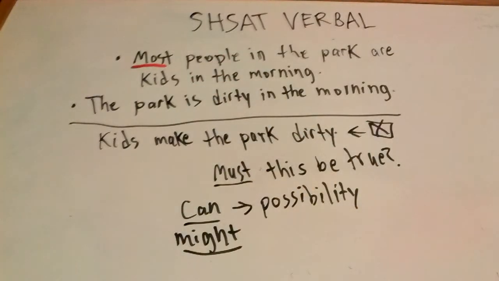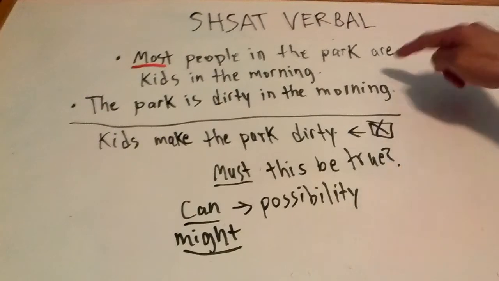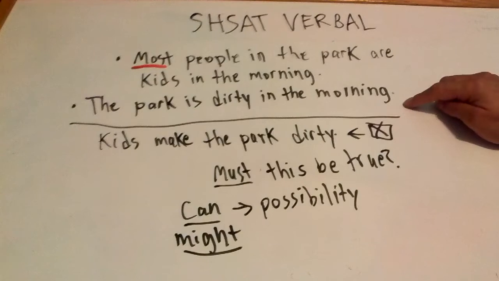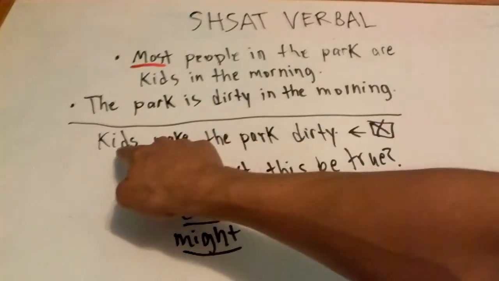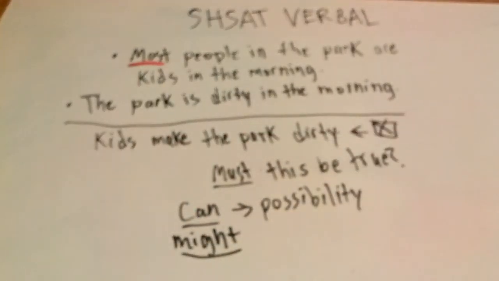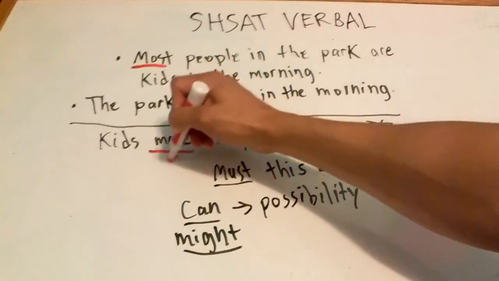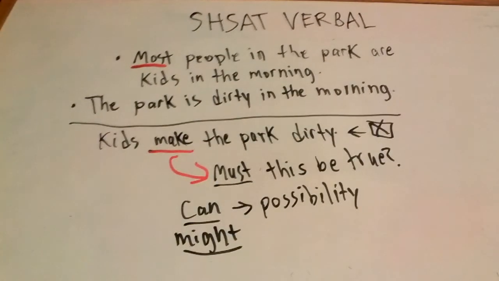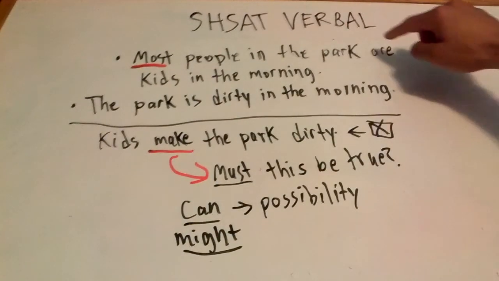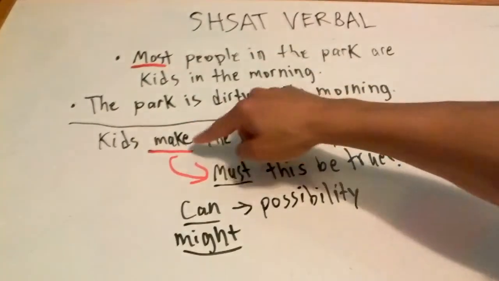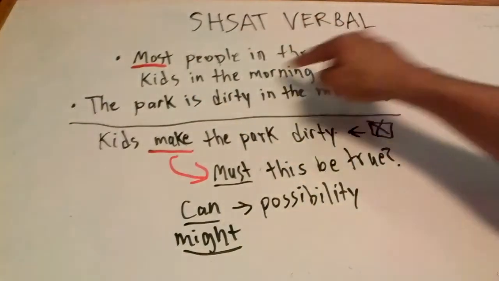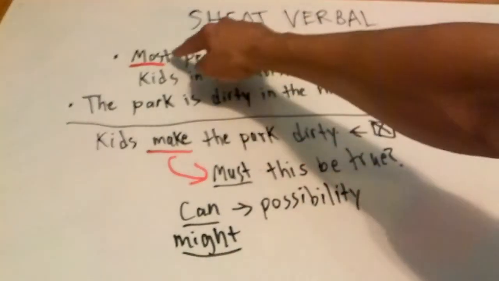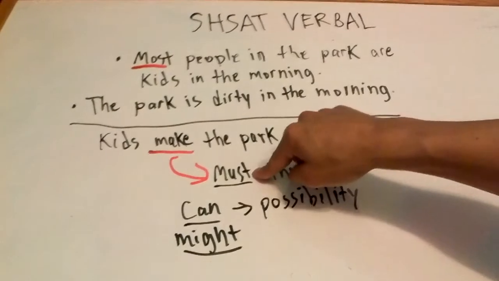They're not the only ones there. They're not running around wild and free. They have parents there supervising them, or, adults. And these adults might be responsible for the park's dirtiness, right? So, we can't say that kids make the park dirty, because when we say kids make the park dirty, we're speaking in terms of must, as if it's an absolute. And you cannot, after seeing the word most, come to a statement that ends with must. It's very difficult. It says most people in the park are kids in the morning. So you can't go from a most to a must.